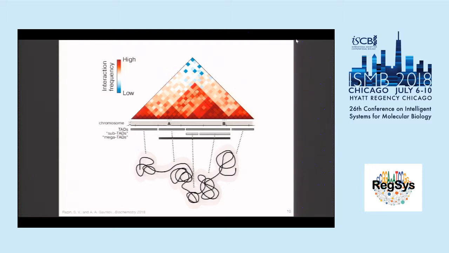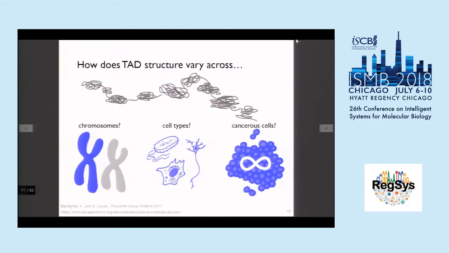So a natural question that arises when we talk about describing TAD structure is, how does it vary across different contexts? How similar is TAD structure across chromosomes, across cell types, across cancer and non-cancer cells?